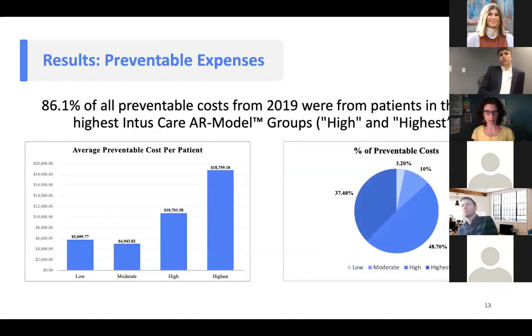So breaking down the results of the preventable hospitalizations by risk group, we identified the top 2 risk categories, high and highest of the 4 categories I mentioned earlier, as contributing to over 85% of the total preventable hospitalization costs. So the average cost per patient also provides a really clear look at the association between the top 2 risk categories and their preventable costs. The high risk category was costing on average over $10,000 per patient per year. And then the highest risk category was costing over $18,000 per patient per year in preventable expenses.